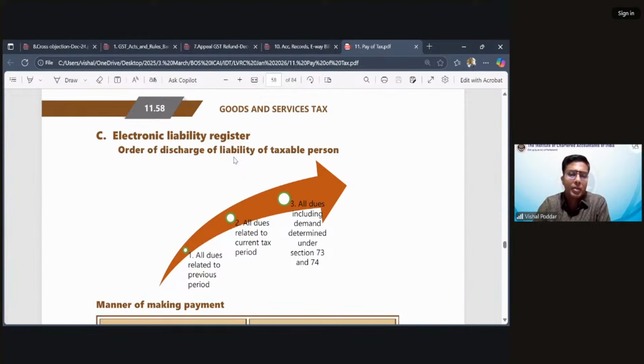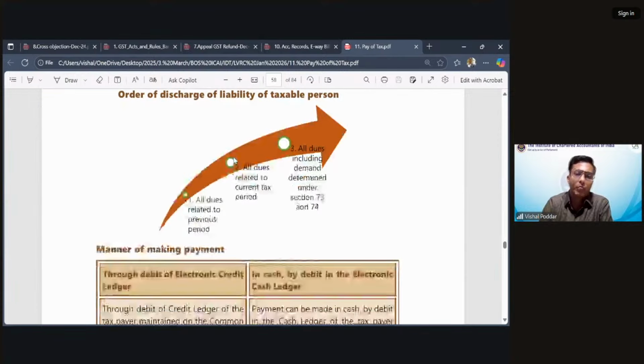Now next is your liability ledger. Now what does your liability ledger include? It includes all your payables, which may be towards tax, interest, penalties, fees, etc. Now, if you have multiple liabilities, in what sequence do the liabilities have to be paid?